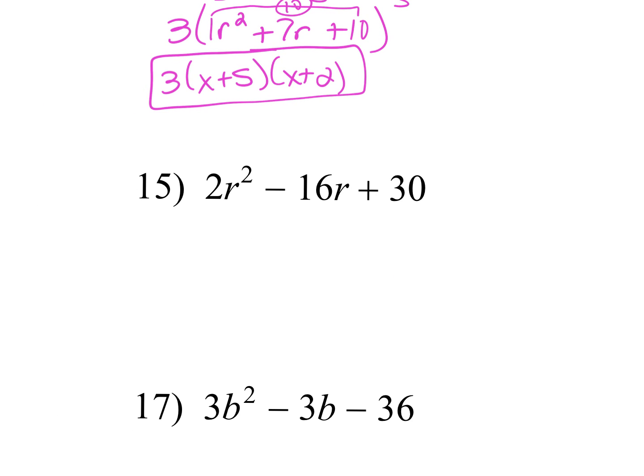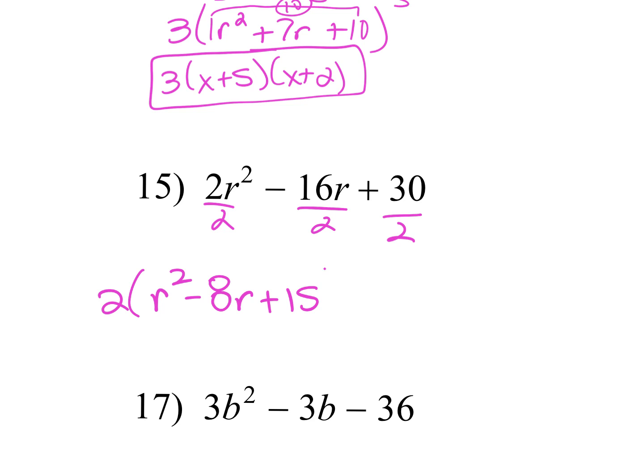If we come on over to 15, what can we take out? Okay, take out a 2. So your 2 is out in front. You're left with r squared minus 8r plus 15. We can factor that a little more. We have factors of 15 that'll multiply to give me a positive 15, but add somehow to give me a negative 8. Negative 5, positive 3, good.